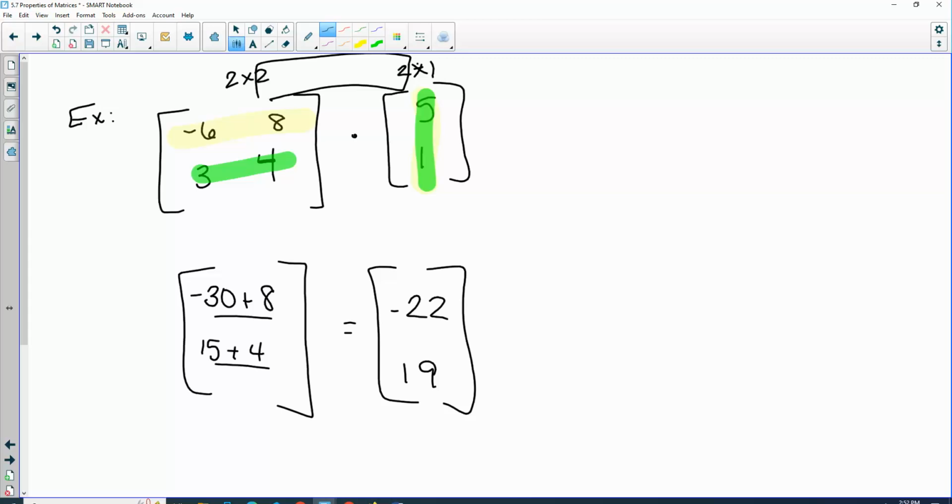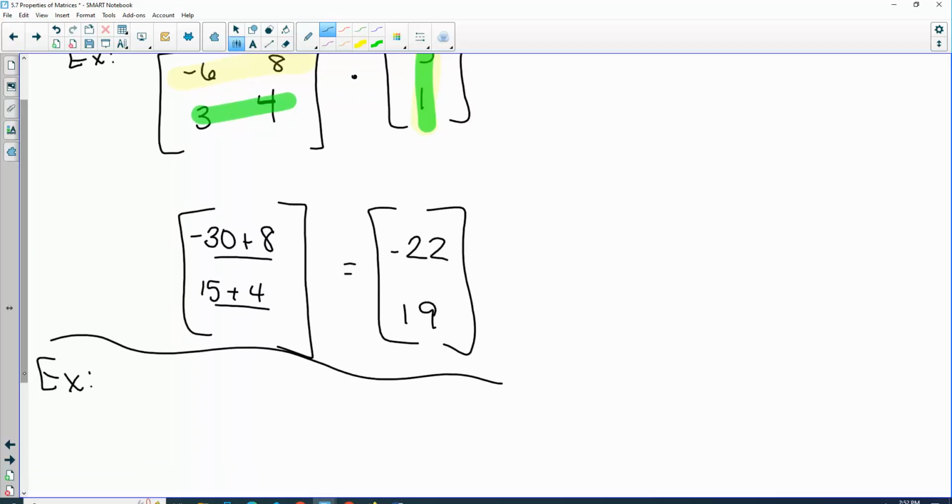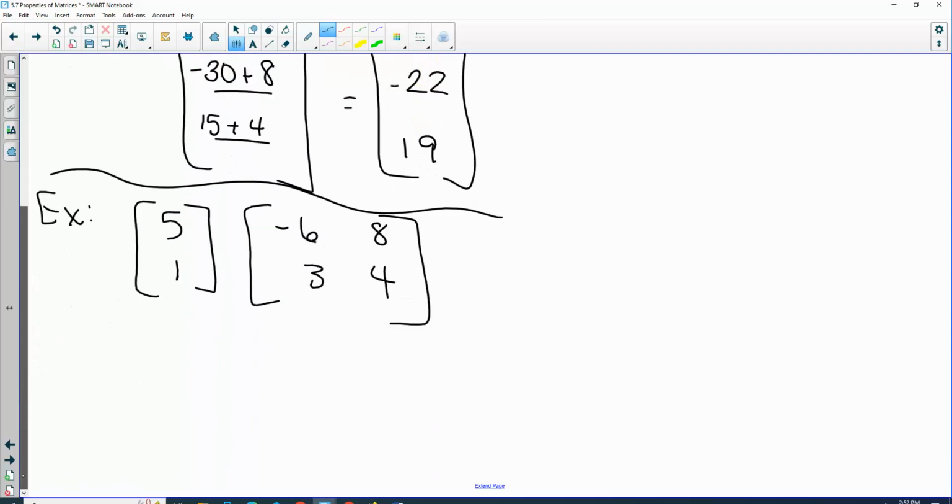What if I flipped it and said, I want you to take the exact same matrices, but I flipped the order. What's the size of the first one? And this one? These numbers don't match, so we cannot multiply them. There is no solution.